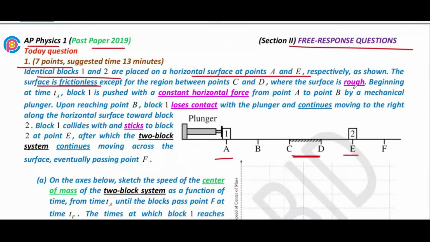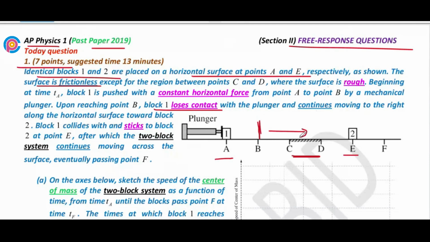Beginning at time TA, block 1 is pushed with a constant horizontal force from point A to B. This plunger provides the mechanical push to the block. Upon reaching B, the block loses contact with the plunger and continues moving right along the horizontal surface toward block 2.